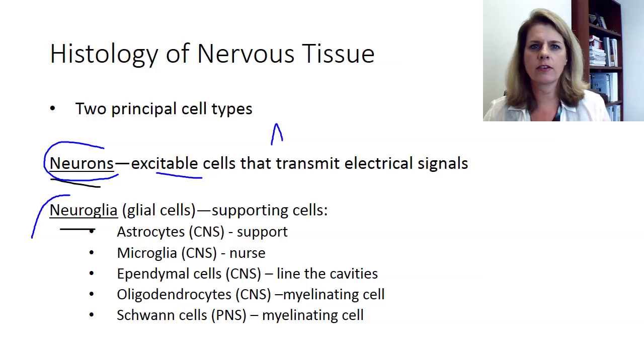Now remember, neurons are the cells that are able to be excitable. They carry those action potentials, okay? So the electrical signals that the nervous system uses, they're carried by the neurons. The neuroglial cells or glial cells are your support cells, and we're going to talk about each one of these later on in this talk.